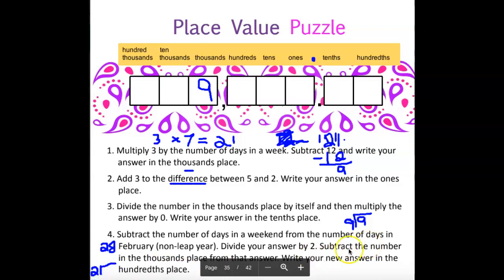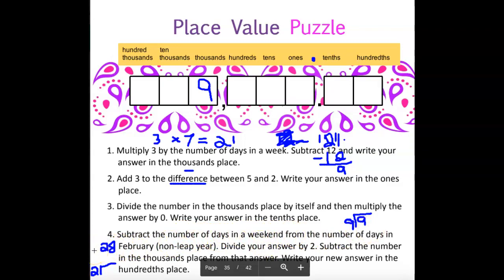Okay. Subtract the number in the thousands place from that answer. Oh my, they're really doing a scavenger hunt there for you. Write your new answer in the hundredths place. All right, so subtract the number of days in a weekend from the number of days in February.